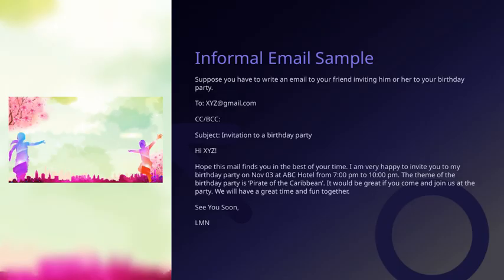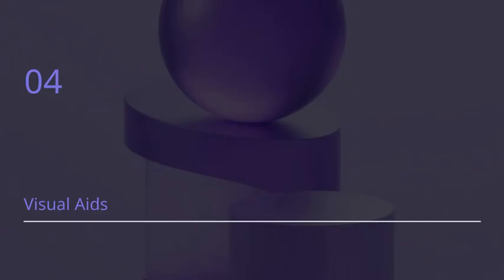Finally, you close with a friendly sign-off: "See you soon," followed by your initials, LMN. This example demonstrates how informal emails are personal, friendly, and straightforward, making communication more engaging and relatable. Connecting this to the overall theme of effective communication, it shows how tone and personal touches are key when reaching out to friends. Let's talk about visual aids.